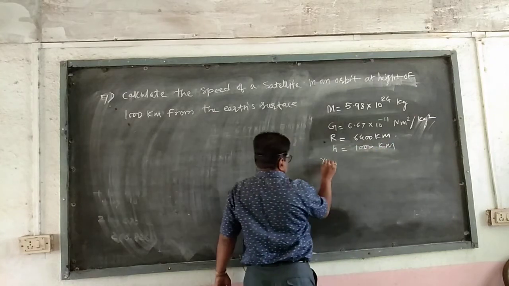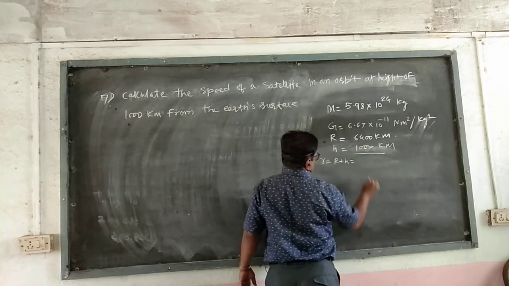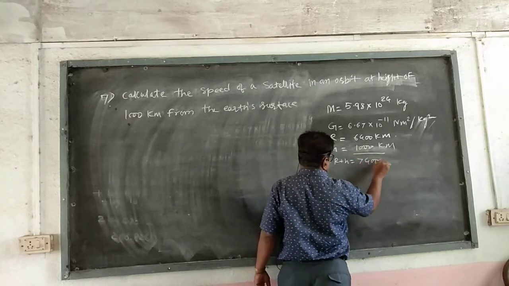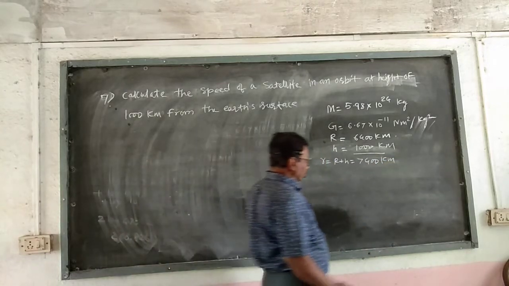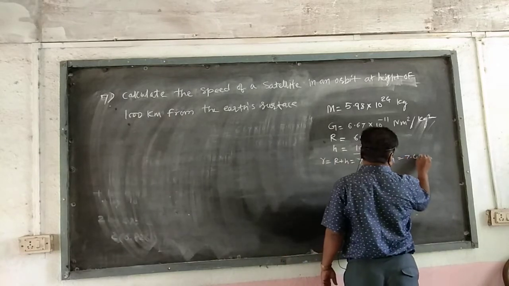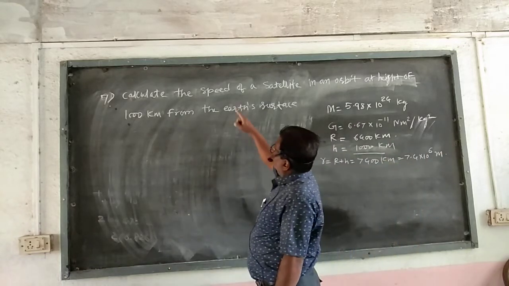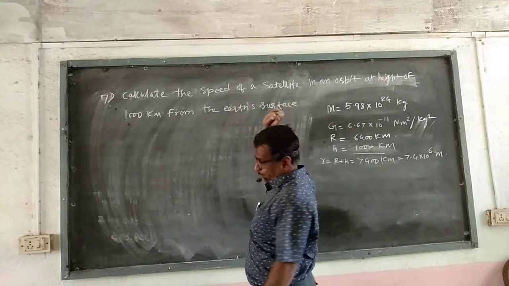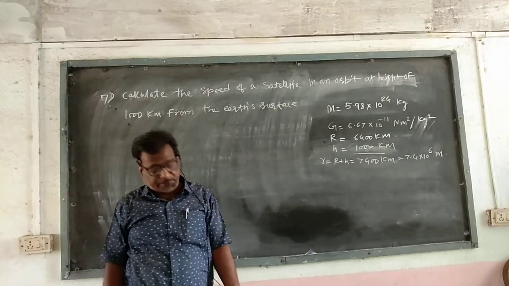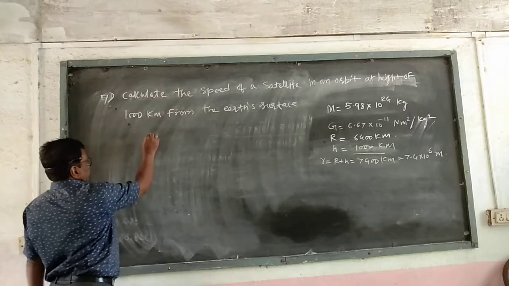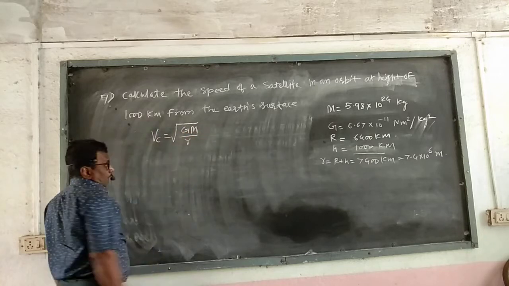So we have to add this, r equal to capital R plus h. So that is equal to 7400 kilometer. Now convert kilometer into meter. We get that is equal to 7.4 into 10 to the power 6 meter. We have to calculate here the speed of satellite. Now the speed of satellite is given by the formula critical velocity Vc equal to under root GM upon r.